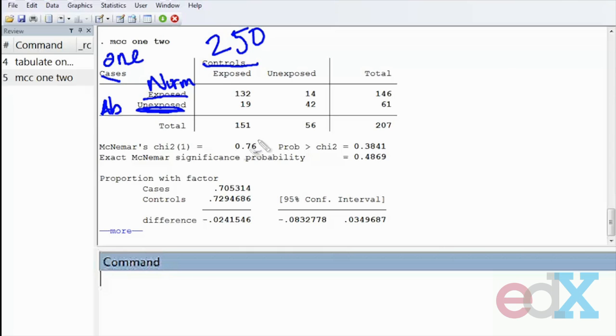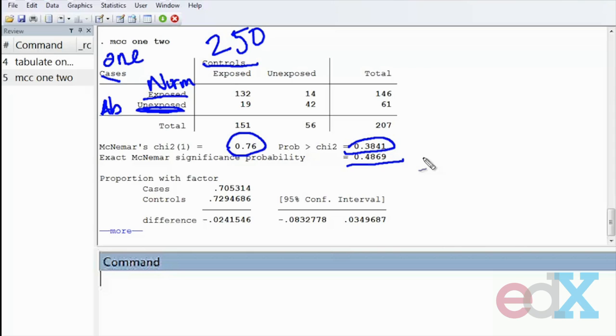As we can see from this, our test statistic is 0.76, and under the null, it's distributed as a chi-squared with 1 degree of freedom. And our p-value is 0.3841. Now, McNemar's test is based on the binomial distribution, and there's also an exact version of McNemar's test. This gives you a p-value of 0.4869, and this was actually the p-value reported in the paper. Since our p-value is greater than 0.05, we fail to reject the null hypothesis.